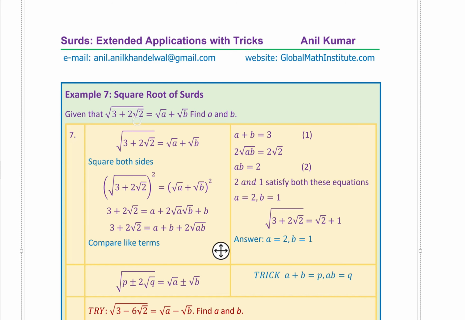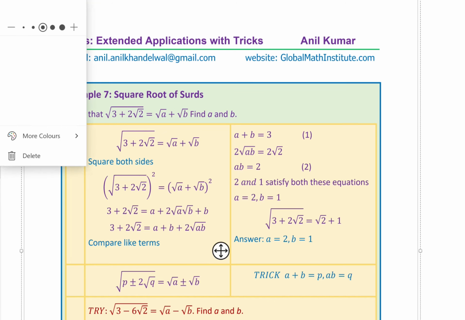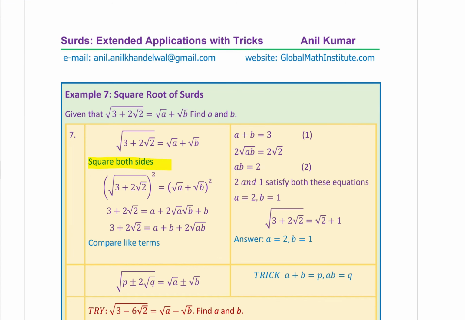Now, we are already given that the square root of a number is equal to square root a plus square root b. We need to find what a and b are. So the first step should be to square both sides, right? If you square both sides, you get rid of this square root sign. On the left side, we get 3 plus 2 square root 2. On the right side, we expand it using the rule (a plus b) squared, right?